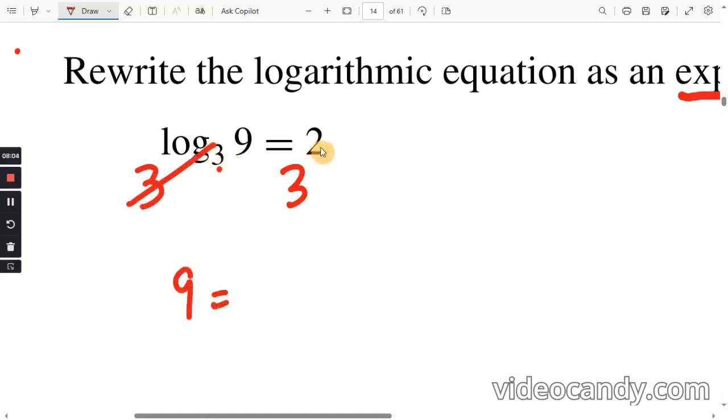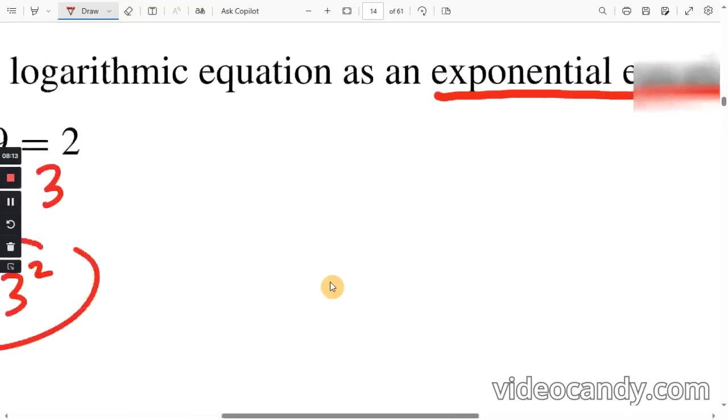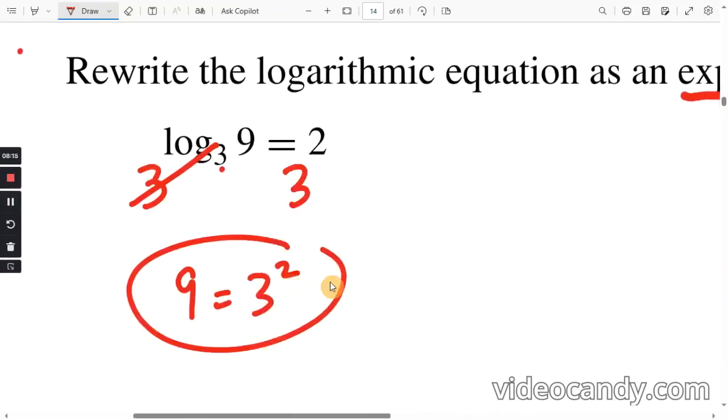And on the right-hand side, you have 3 squared. That's it. Does 9 equal 3 squared? Yes, indeed. So that is an exponential equation instead of the log equation.